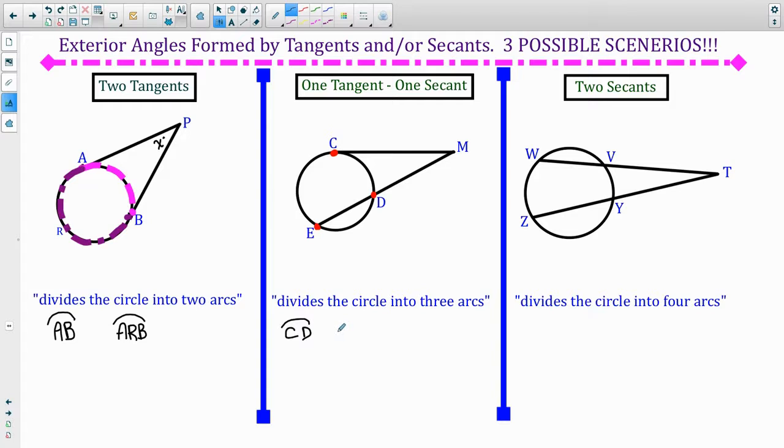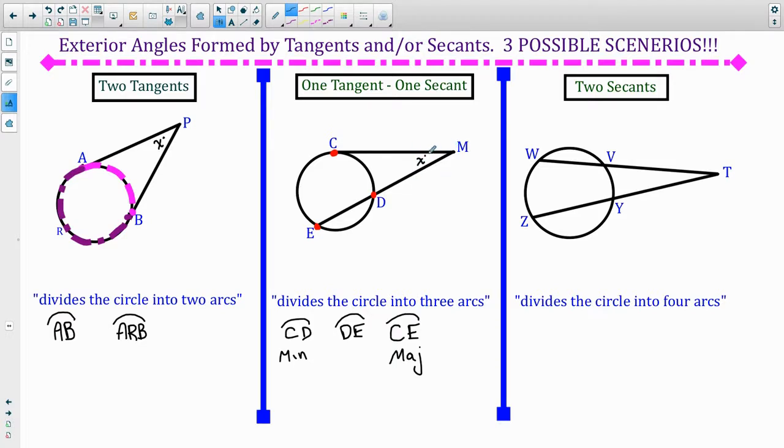We also have arc DE, which you'll see in a moment is also important to understand. And then we have arc CE. We're going to refer to that as the major arc, right? We're going to call this the minor, and we're going to call this the major. I'm going to show you why. The two arcs that we're always going to be interested in are the minor and the major arc when we're referring to this exterior angle.